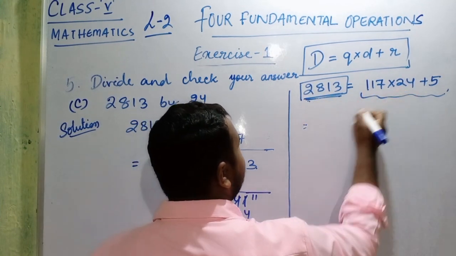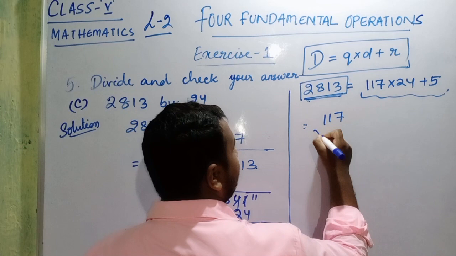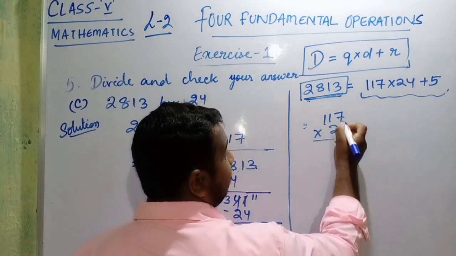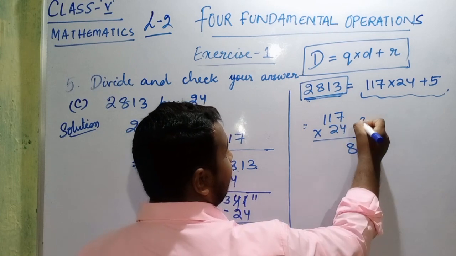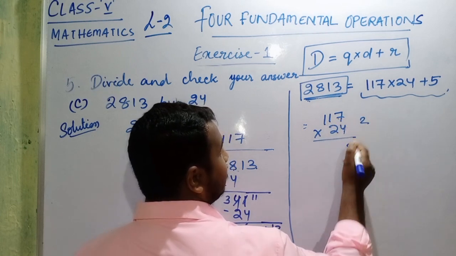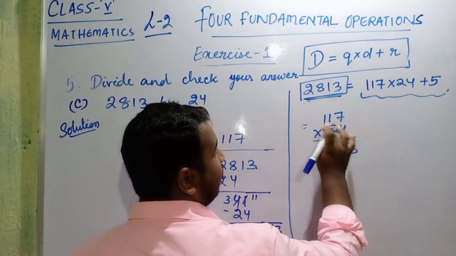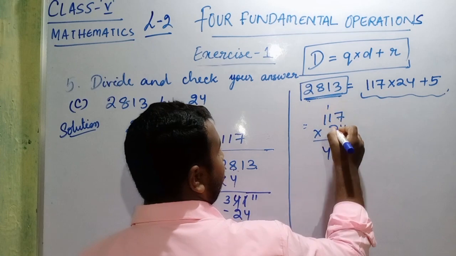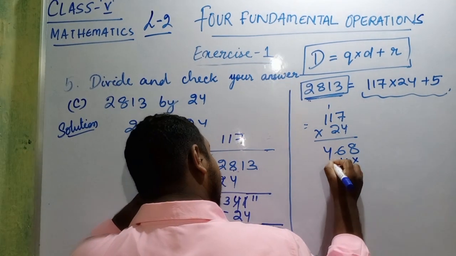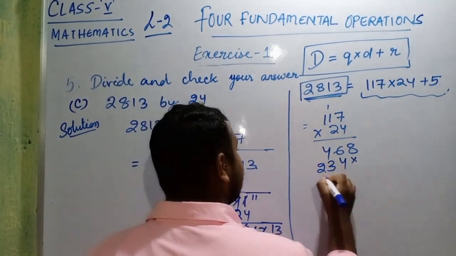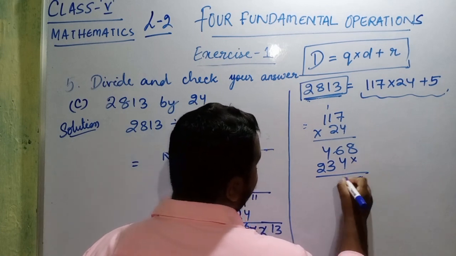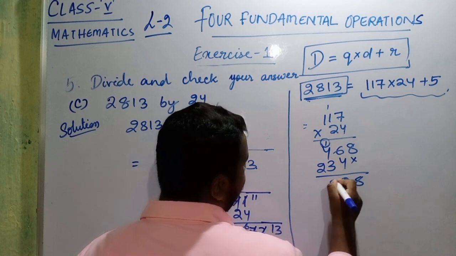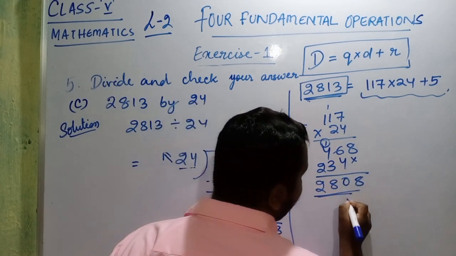Now first you have to do the multiplication. 117 into 24. 4 sevens are 28. Carry 2. 4 ones are 4 plus 2 becomes 6. Then 4 ones are 4. Cross. 2 sevens are 14. Carry 1. 2 ones are 2, plus 1, 3. Then 2 ones are 2. Next addition. 8. 10. Then 4 plus 1, 5. 5 plus 3, 8. Then 2. This much you got? Yes or no?